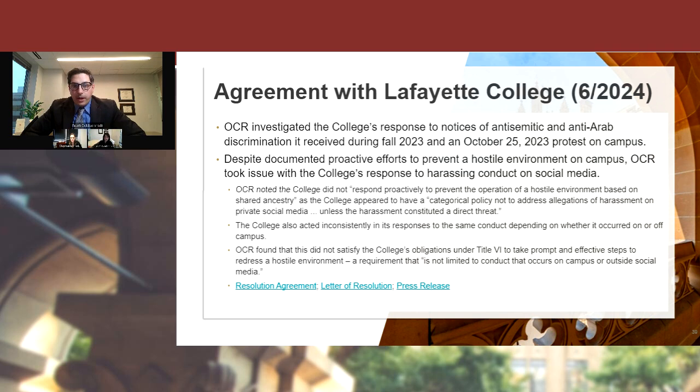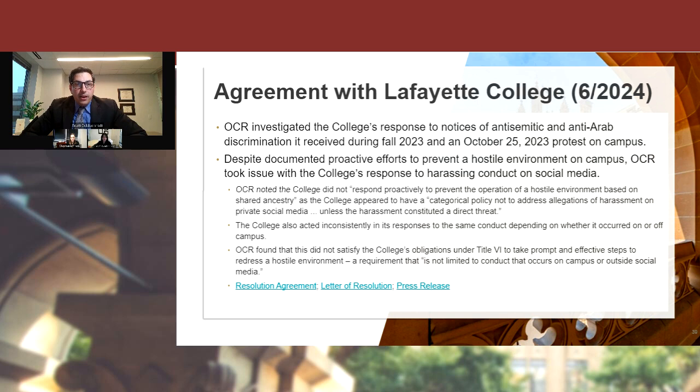So the first agreement I want to talk about is the one with Lafayette College. Lafayette College is a private post-secondary institution. And again, certainly worth going through, and the links are at the bottom, the full agreements and letters of resolution and press releases.